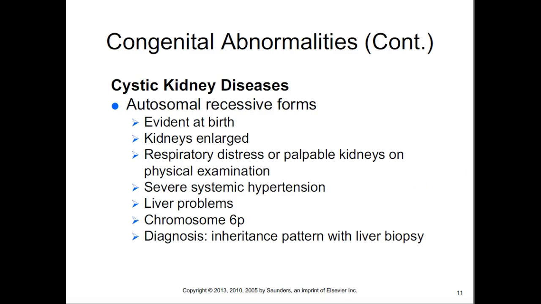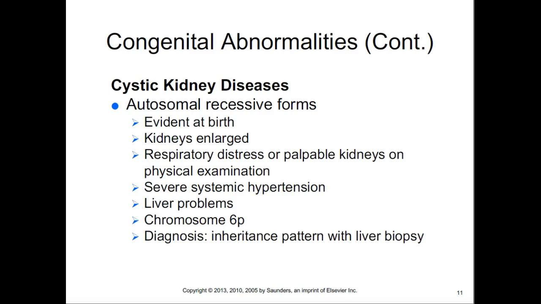All right, so the autosomal recessive is evident at birth. Kidneys are enlarged. You might see respiratory distress or palpable kidneys on physical examination because they are so large. Severe systemic hypertension, liver problems. It is found on chromosome 6p.